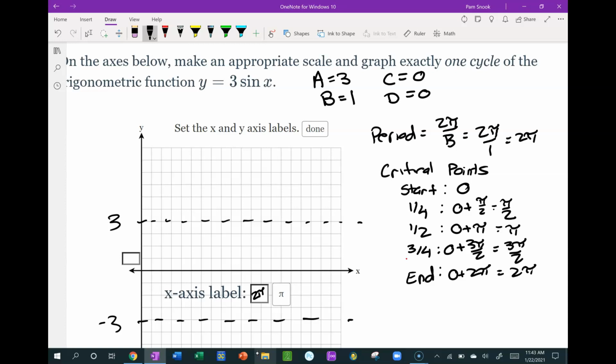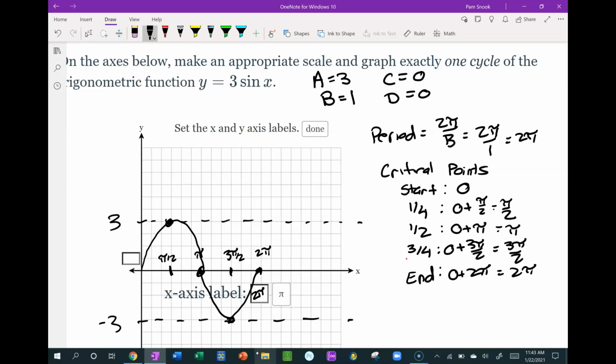So when I go to graph this, I'm just going to pick, so this one will be pi over 2. I'm just going 3 blocks each time. Okay, and so my graph is going to look something like this. I'm going to start at 0. I'm going to go up to 3. I'm going to come back to 0 because that's the midline. I'm going to go down to -3, and then I'm going to go back here.